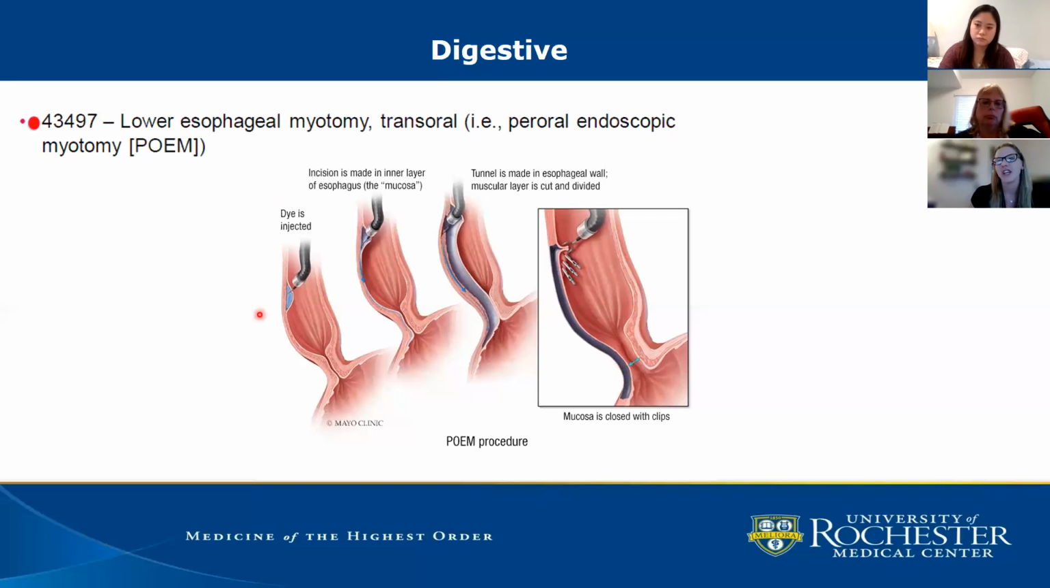So we can see here when they go in, they inject a dye, and then an incision is made in the esophagus. And then a tunnel's made in that wall and that muscular layer, and they cut it out and then they clip it. And where we can see down here where it's kind of closed, what it's doing is it's opening up that esophageal area so patients can have better success with swallowing.